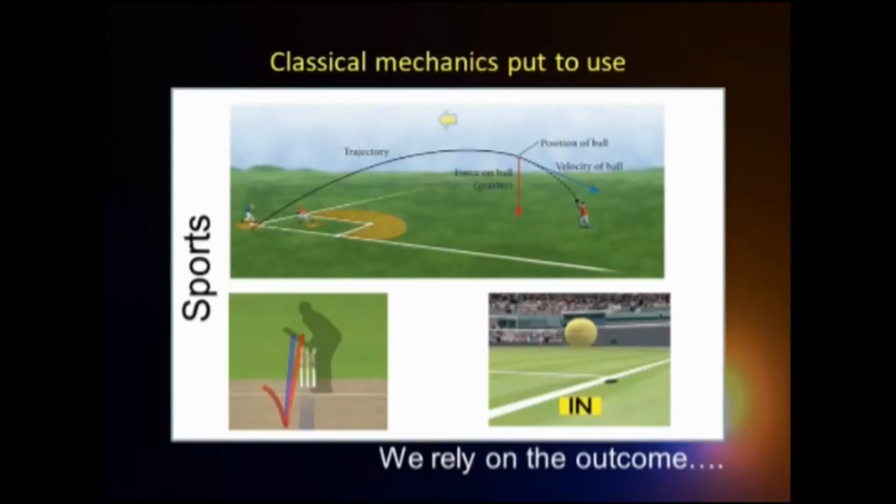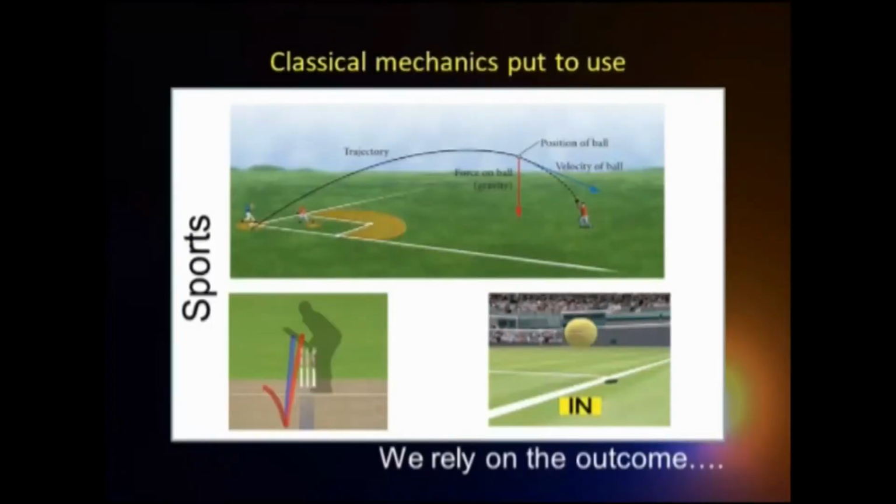Now, if that be so, let's take some examples. Let's see how we put classical mechanics into use. I'm sure these pictures will be quite illustrative to you. The first picture talks about a baseball game. The same thing happens in women's cricket as well. The player has shot the ball, and the fielder is trying to ascertain where the ball is going to fall so that he can anticipate the catch and take it. Same thing happens in cricket as well.